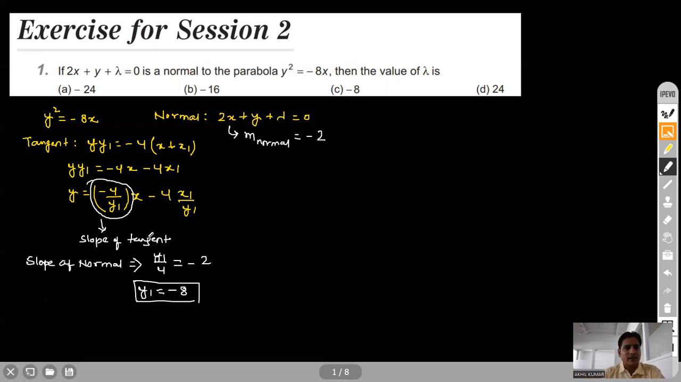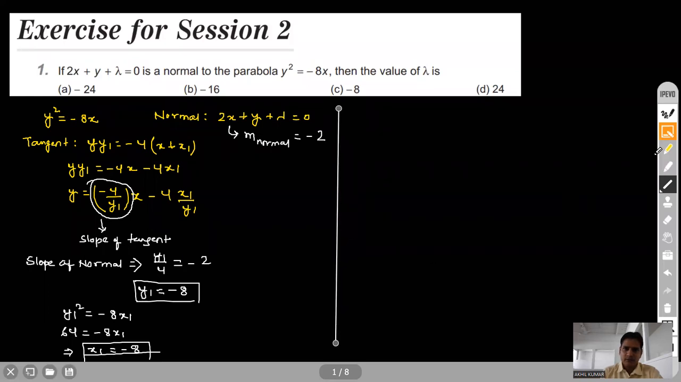Now, this point x1, y1 is lying on this parabola. So it must satisfy this. So basically, y1 square must be equal to minus 8 times x1. Now we know the value of y1, so we will be putting it here. So from here we get y1 squared is 64 is equal to minus 8 times x1. Or from here we get x1 is equal to minus 8. Okay. x1 is coming out to be minus 8. What does it mean? Our point P is minus 8, minus 8, right?